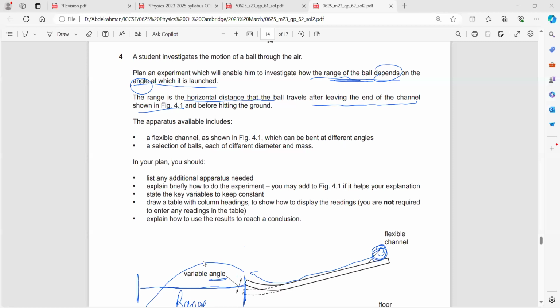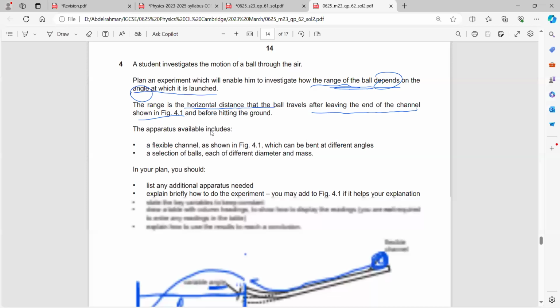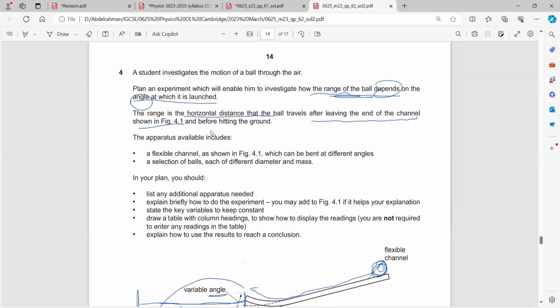How do you know the range of values? The range of values is the independent variable. Plan an experiment which will enable him to investigate how the range of the ball depends. So this is the dependent variable. How does the range of the ball depend on what? On the angle at which it is launched. The angle is now the independent variable. It is the range of values.